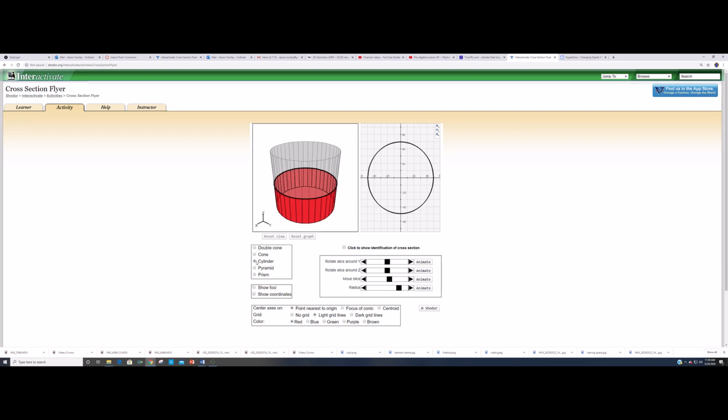Notice if I turn it into a cylinder, the exact same thing happens. Since my bases are circles, my cross section is always going to be a circle as well. Notice again, this is not changing because the cross section is always going to remain the exact same size. That's only with prisms and cylinders.